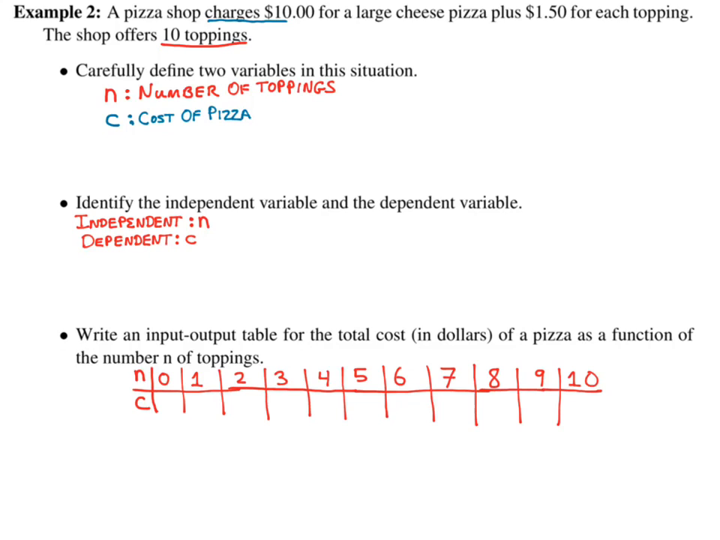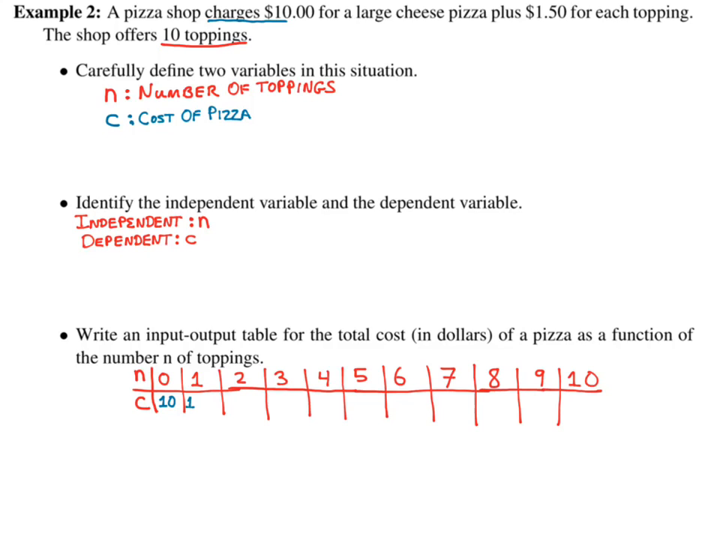All right. Here next we've got to write an input-output table for the total cost of pizza. And I got excited and went ahead and made it for you. The problem says there's 10 toppings, so I made a table where the number of toppings could go all the way up to 10 from 0. And then for 0 toppings it's $10, like it says.